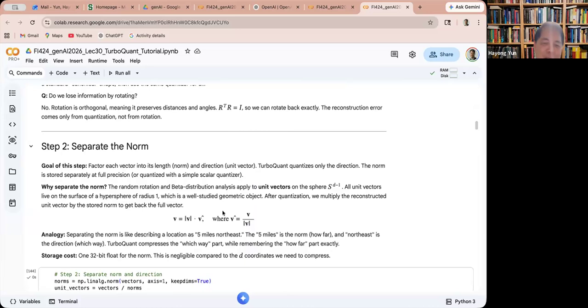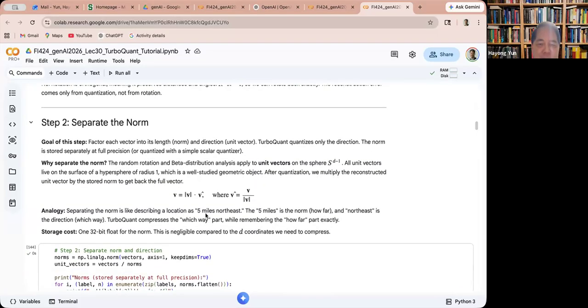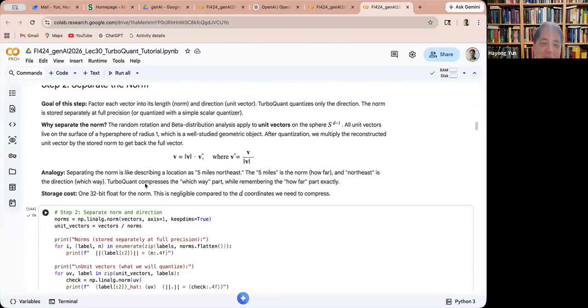Now separate the norm. What that means is that there is a vector, but we will have a unit vector multiplied by a scalar number, which is the magnitude of the vector. The analogy is that if we say 5 miles northeast, let's take the 5 miles part, which is the norm, separate it, and just keep the northeast, the direction, in a unit vector. And the TurboQuant rotation matrix will just deal with this northeast, and then we can multiply back the magnitude later on. Saving this magnitude itself is just one number, like 32 bits. It's a very small thing relative to the d-dimensional coordinates we need to compress.